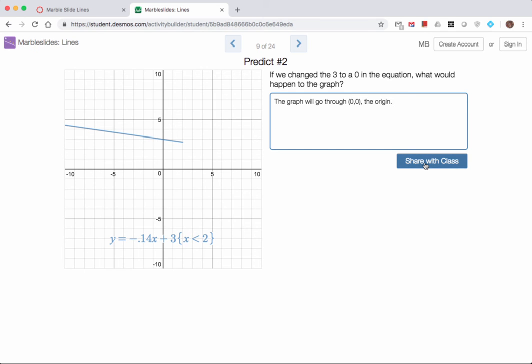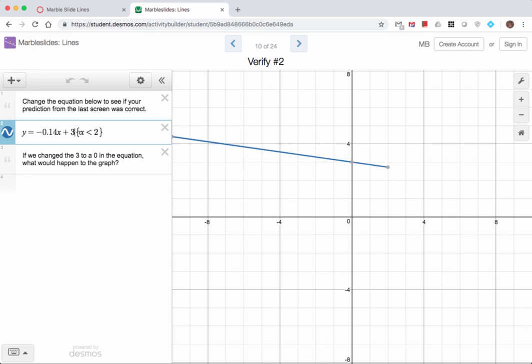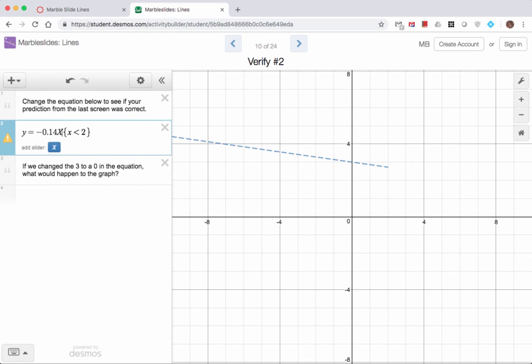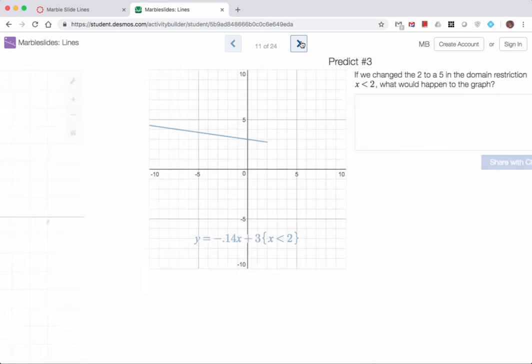Okay, so let's share that with class. And then let's go verify that. So let's see if that actually works. Oops, put it into X. Now, if you want, you can put in a plus 0, but notice it doesn't change anything. You can just leave it like that, and that's all well and good, okay? Notice that it gives us the original line plus the one that we checked with.